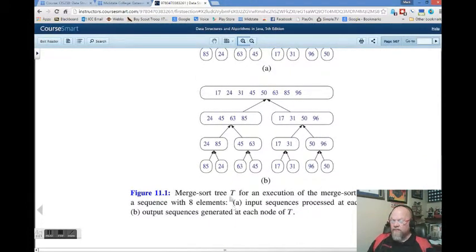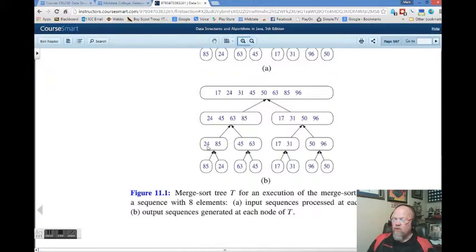So now here's what I need to do. I take 85 and I look at 24 and I say, which one is lower? Well, 24 obviously is, so I put it first and I put 85 over there. Same thing here, which one's lower, 63 or 45? Well, 45 goes here, 63 goes there. Same thing over here, 17, 31, and 50 and 96.